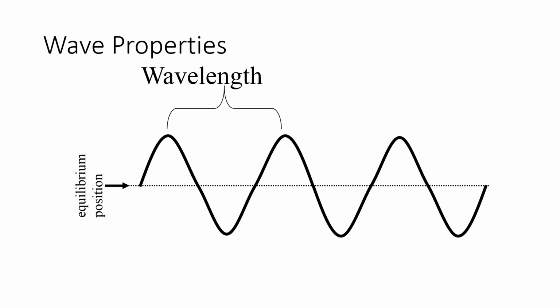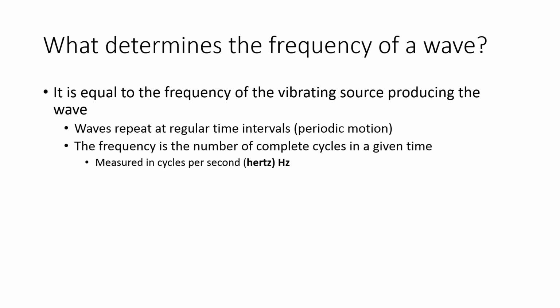And again, that's measured in meters. Okay, as we said, waves repeat at a regular time interval, and the frequency is the number of complete cycles in a given time. And we measure that in cycles per second, which is known as hertz. So what determines the frequency of a wave? Well, it is equal to the frequency of the vibrating source that is producing that wave.